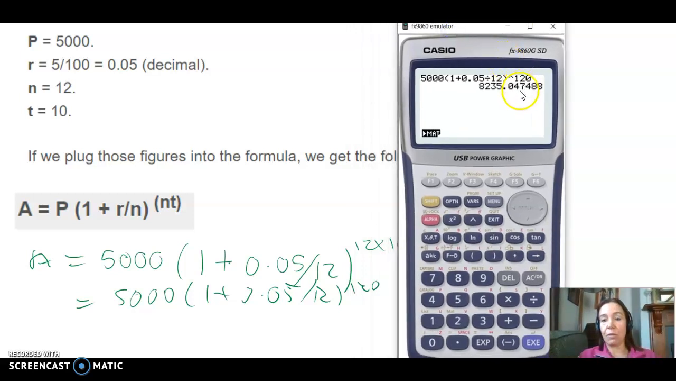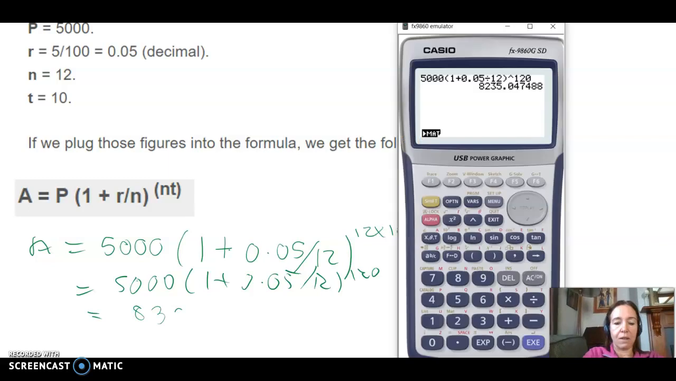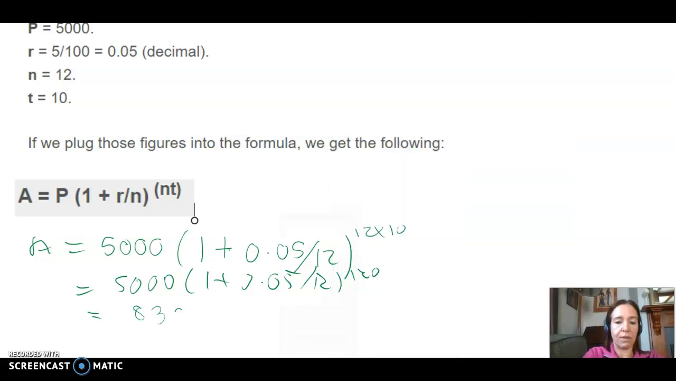$8,235.05. So you remember you're down to 2 decimal places if it's money, and that is a 7, so that'll become a 5. So 8,235 and 5 cents.